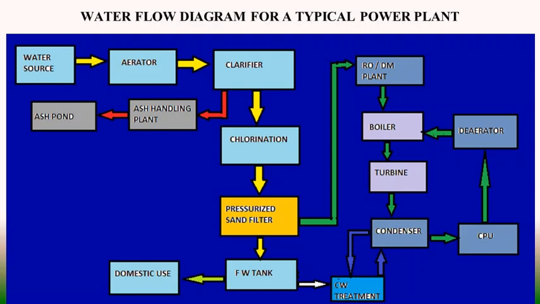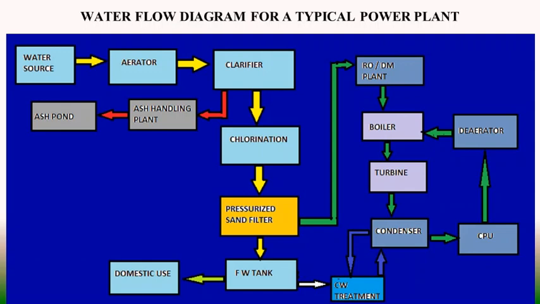And in the condenser there, if you see, we have a pressurized sand filter after chlorination. That filtered water is sent to the DM plant. From the DM plant, water is taken to the DM storage tank. From there, water goes to the makeup water tank. From there, we take it to the condenser or directly to the boiler in the boiler feed tank.